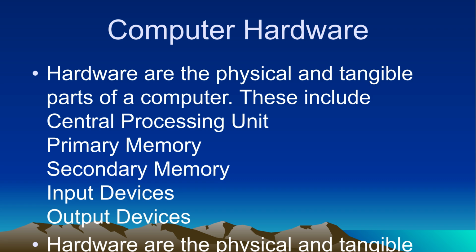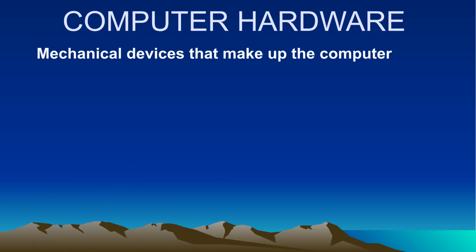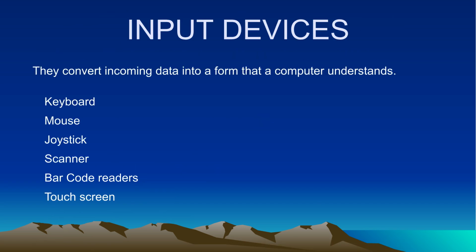Computer hardware refers to the physical and tangible parts of a computer. This includes the CPU, primary memory, secondary memory, and input/output devices. Hardware consists of the mechanical devices that make up the computer system. Input devices convert incoming data into a computer-readable form. Examples include the keyboard, mouse, scanner, and joystick.